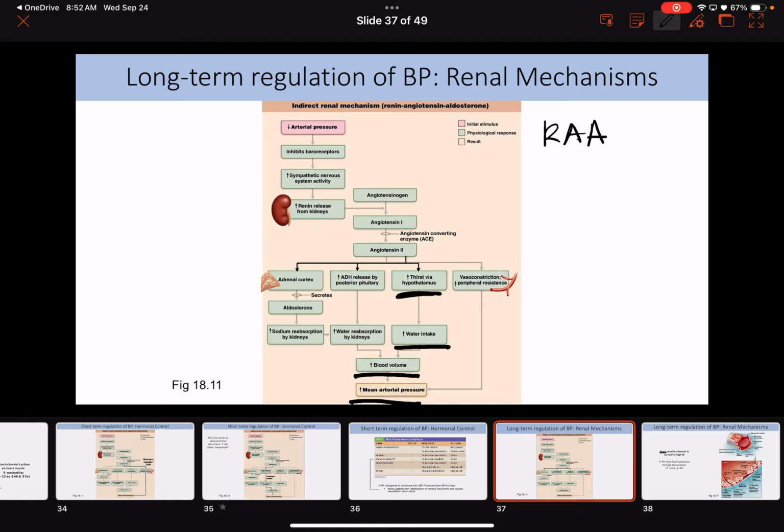But I guess my question here is, is it all happening in a specific order? Does one take more time than the other? Well, now some are going to take more time than others. Vasoconstriction happens immediately. That's our short-term fix.